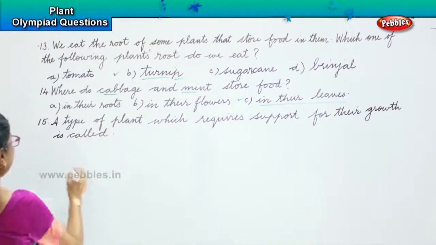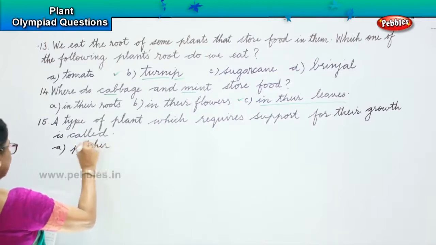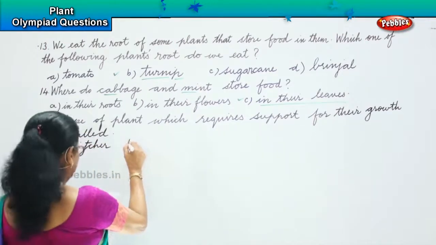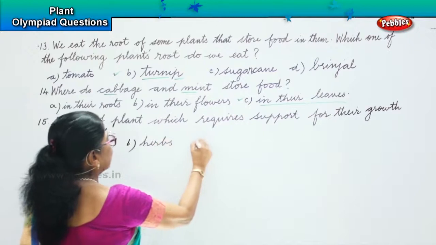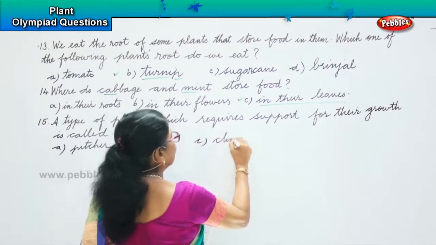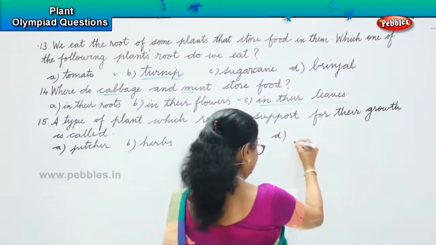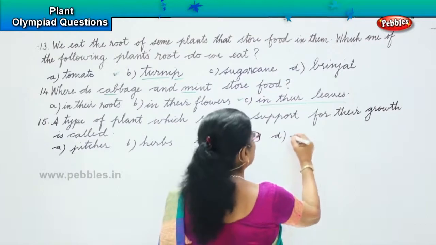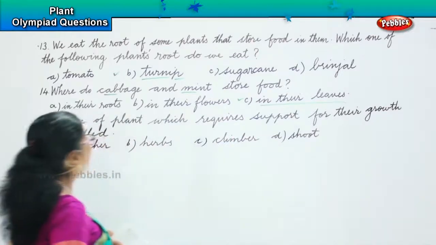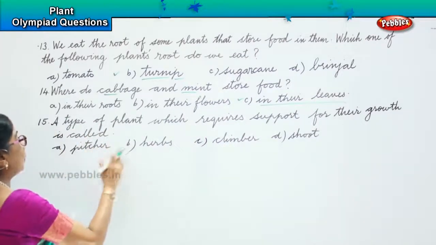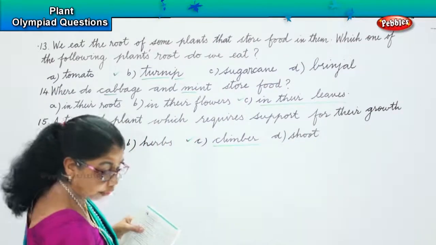Option A, pitcher, B, herbs, C, climber, and option D, shoot. So they're asking us which requires support for the growth. What type of plant is that? That's option C, climbers require support for their growth.